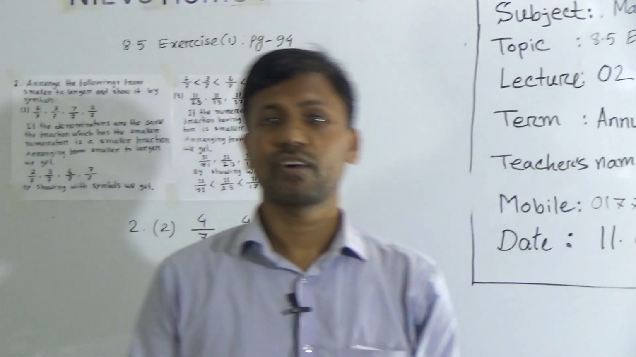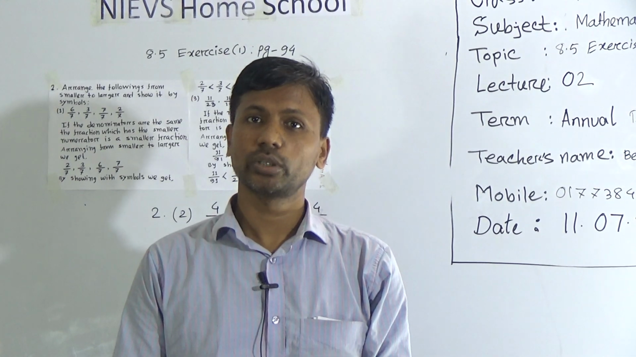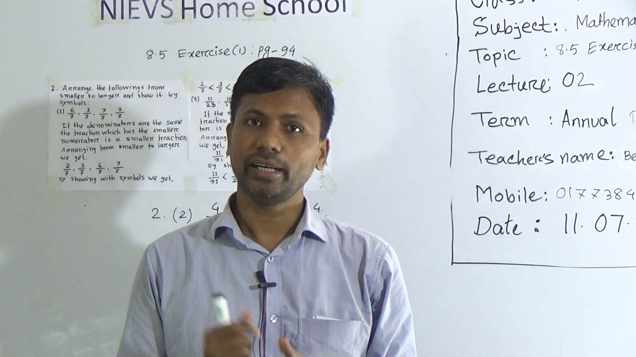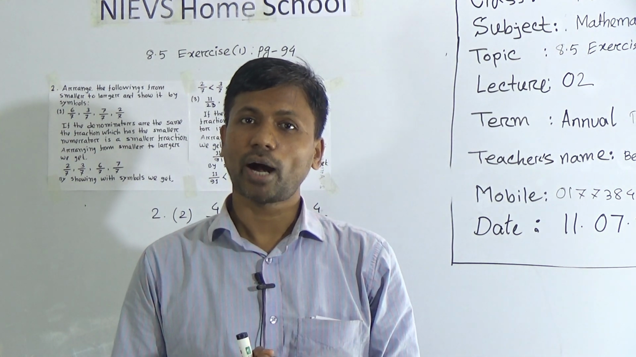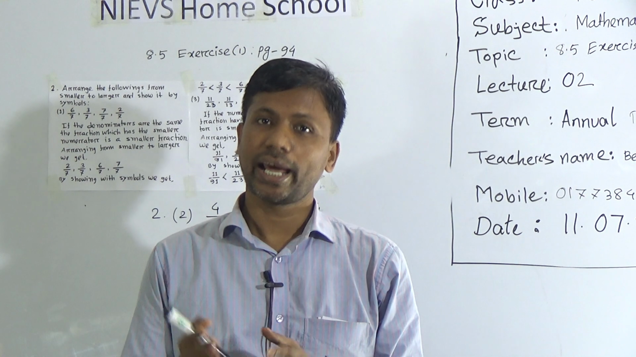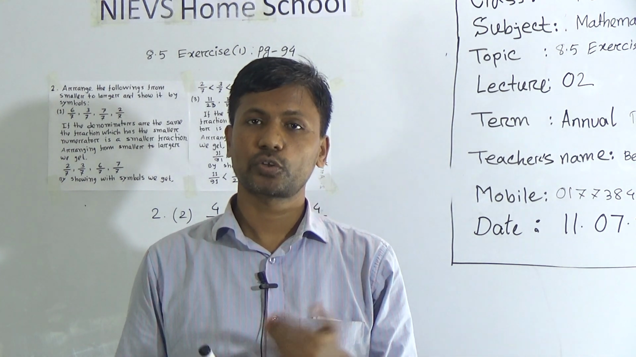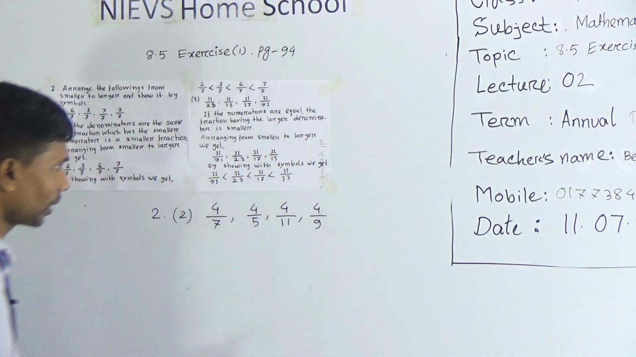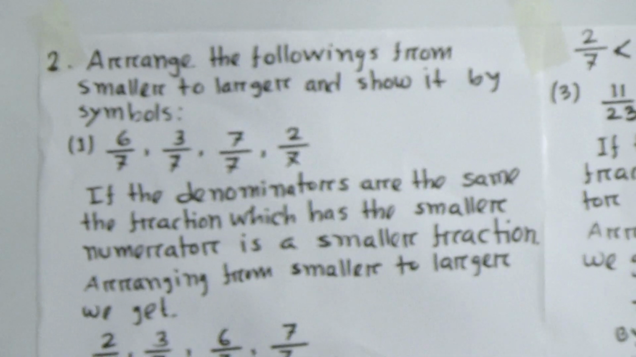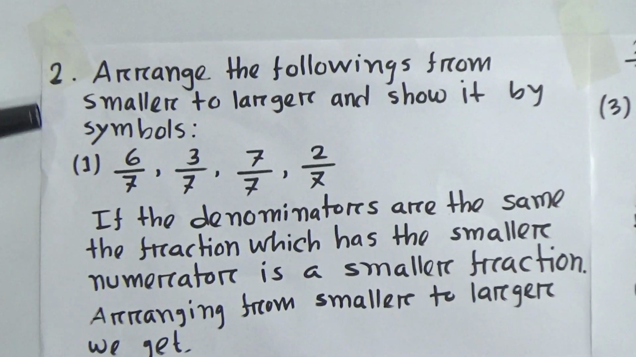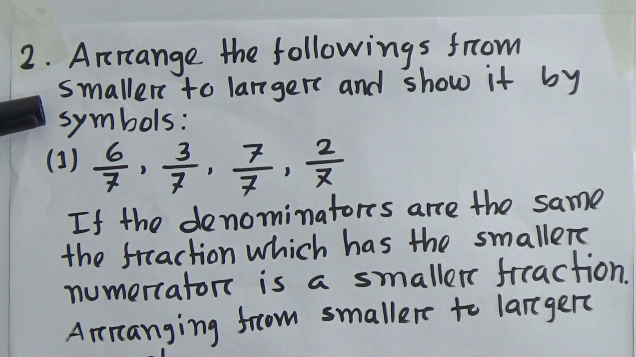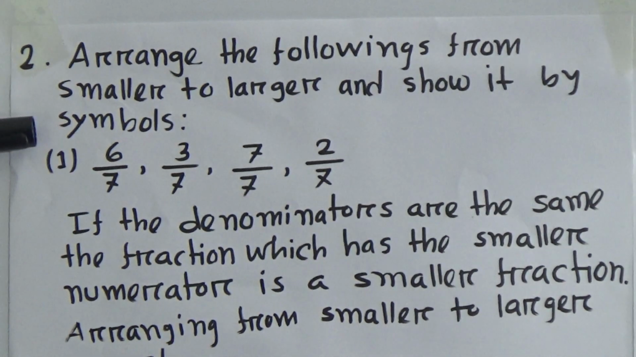Listen student, in the first class I have discussed with you about proper fraction, improper fraction and mixed fraction. Now I will show you how you can arrange the numbers from smaller to greater. Okay? Let's first read question number 2. Arrange the following from smaller to larger and show it by symbols.